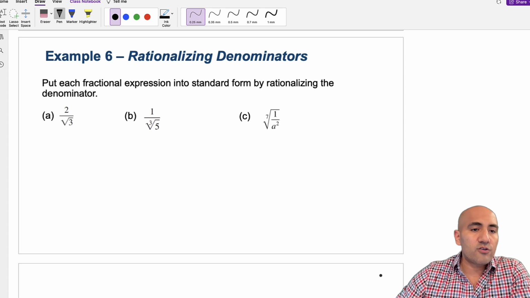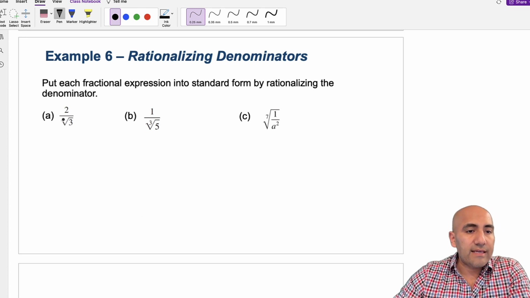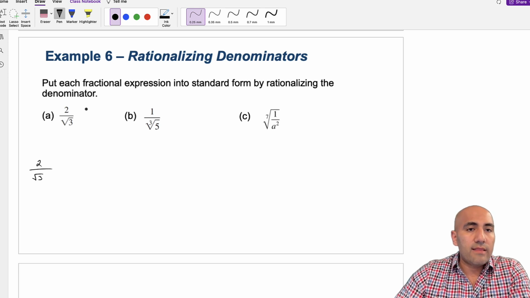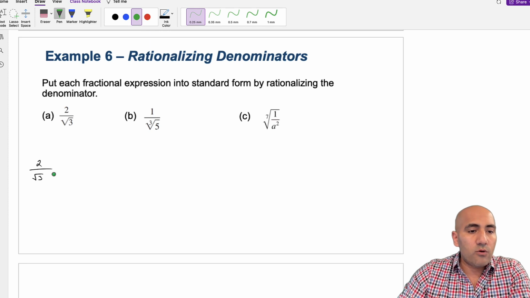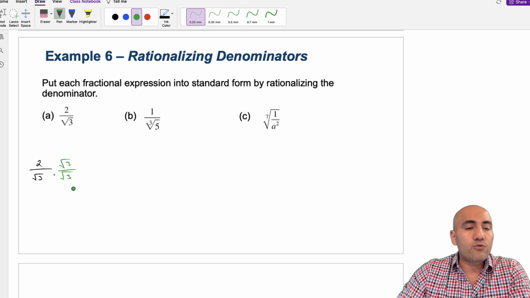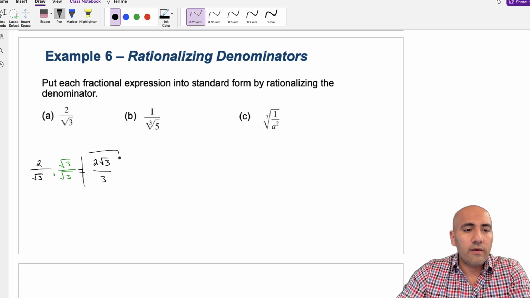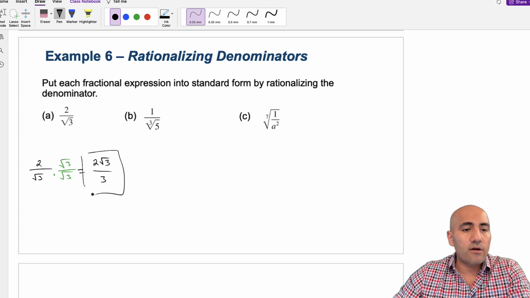Let's rationalize the first one. The first one's the easy case because we just have an invisible number there. The index is missing, so that means by default it is a 2, right? So if we have 2 over root 3, then this is the easy case. All we have to do is multiply it by root 3 over root 3. I know that root 3 times root 3 equals 3, so this is just going to give me 2 root 3 over 3, and mission accomplished. Now I no longer have a root in the denominator.